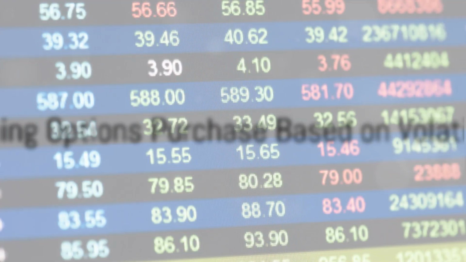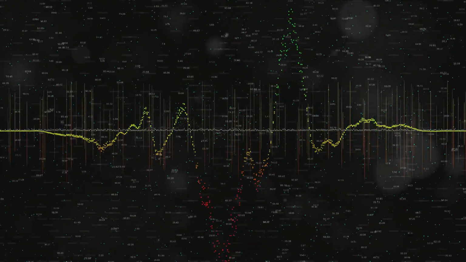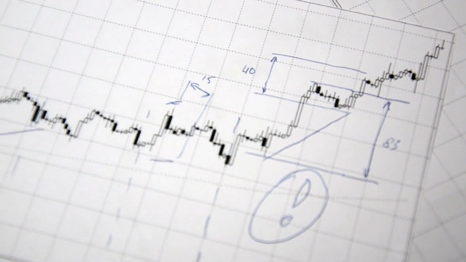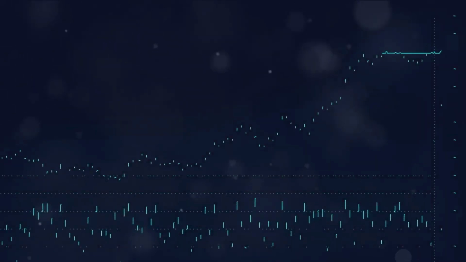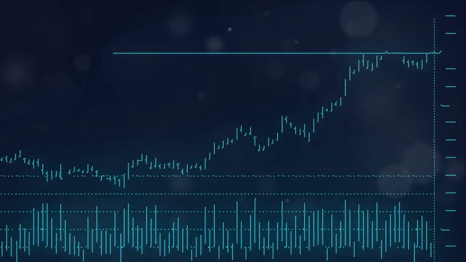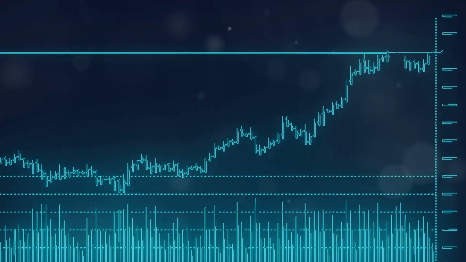Now, onto the million-dollar question. When is the best moment to buy options? The answer lies in the volatility of the underlying asset. When the market is volatile, option prices tend to rise. Therefore, buying options when volatility is low and selling them when volatility is high can potentially yield substantial returns.